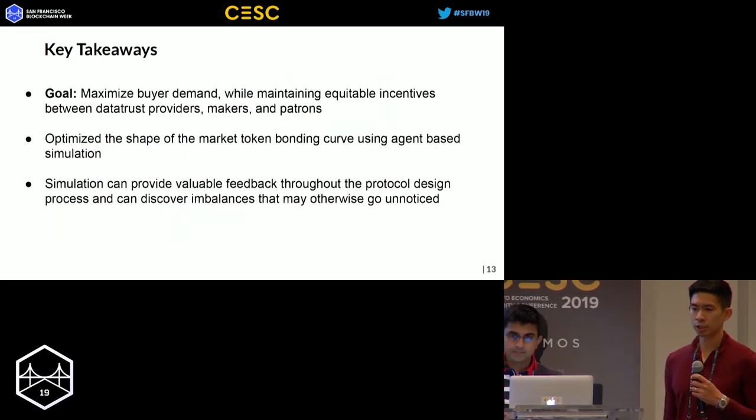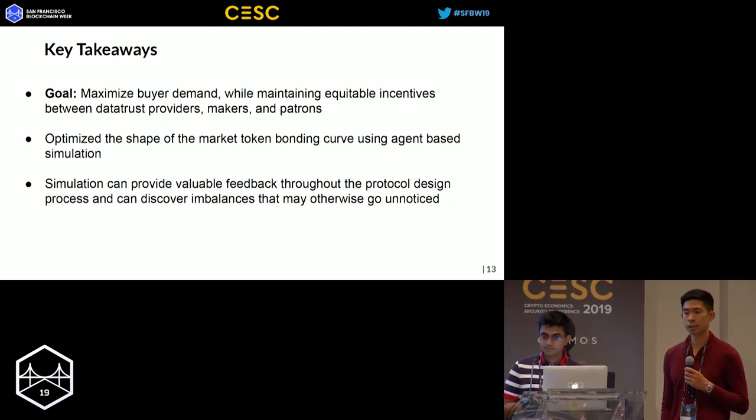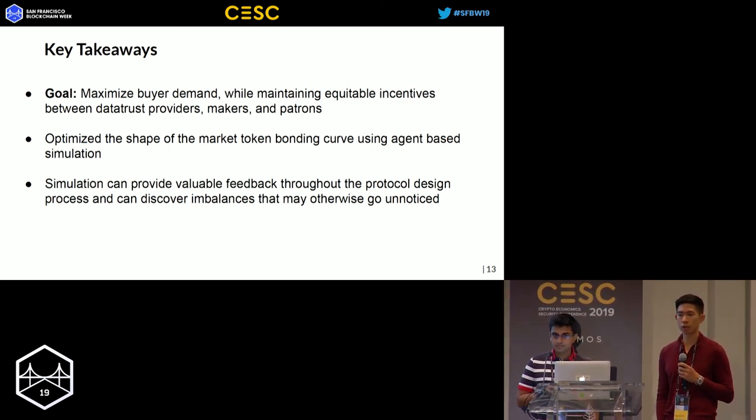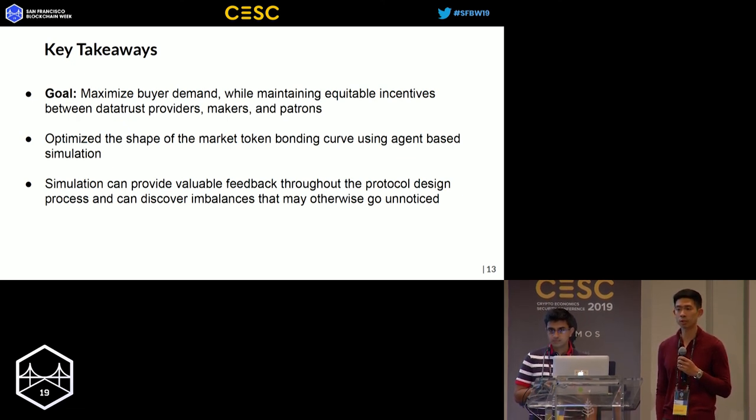And yeah, just to recap, the goal of doing this analysis was to make sure that we can construct a data market that will likely maximize buyer demand over the long term, while ensuring that the incentives are equally distributed between the different types of agents in the system. And the key finding that we found initially was that the shape of the bonding curve was not optimal, in the sense that the market tokens were not really incentivizing makers for longer term participation.